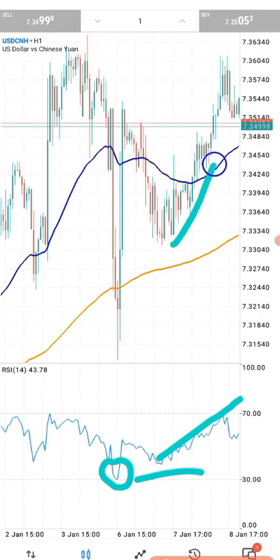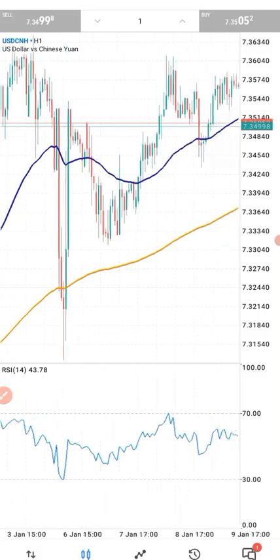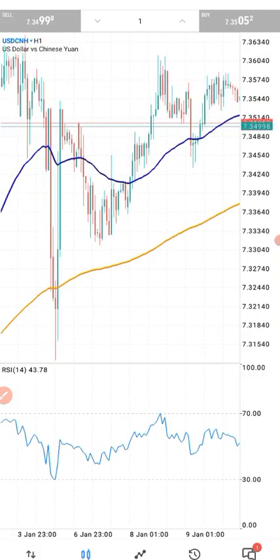Look at what happened here. After overselling, there was buying. Because the market does not move in a straight line, it moves in a zigzag manner. Please take note that the forex market does not move in a straight line, it moves in a zigzag manner. For every sell, there must be a buy.